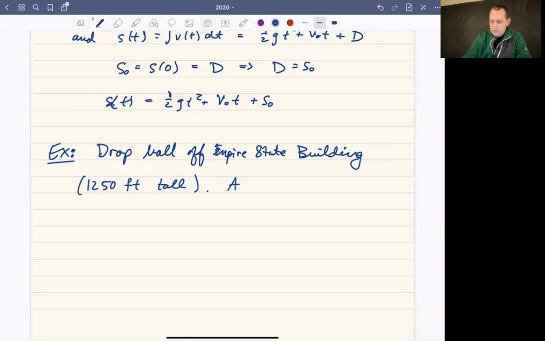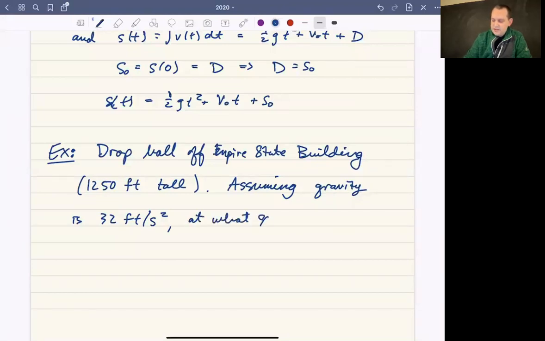Okay, so assuming that gravity is 32 feet per second squared, we're going to determine at what speed. Speed is not velocity, but we'll talk about it. So at what speed does the ball hit the ground?